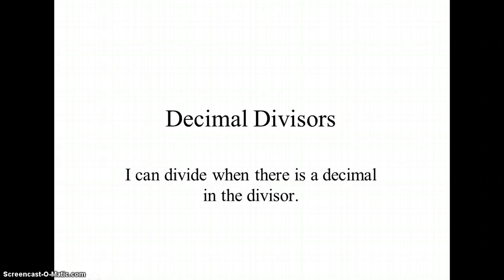Today we're going to talk about decimal divisors. By the end of this lesson, you should be able to say, I can divide when there is a decimal in the divisor.